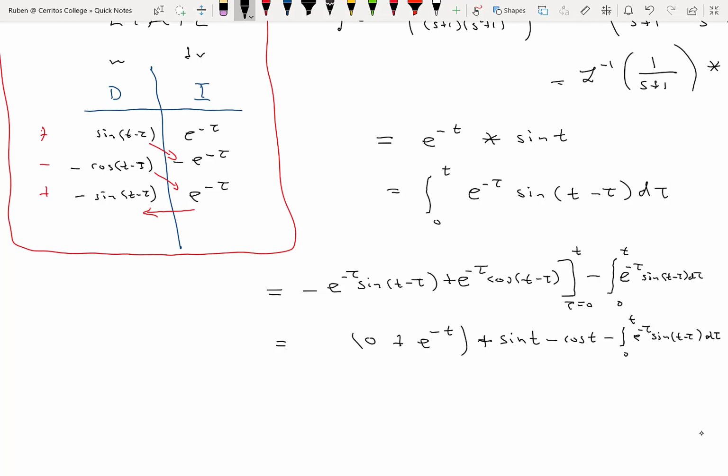Okay. Now we still have that integral on the right. There's a little bit of a trick we're going to use here from Calc 2. We can't lose sight of the fact that on the left-hand side we have the integral from 0 to t of e to the minus tau sine of t minus tau d tau.